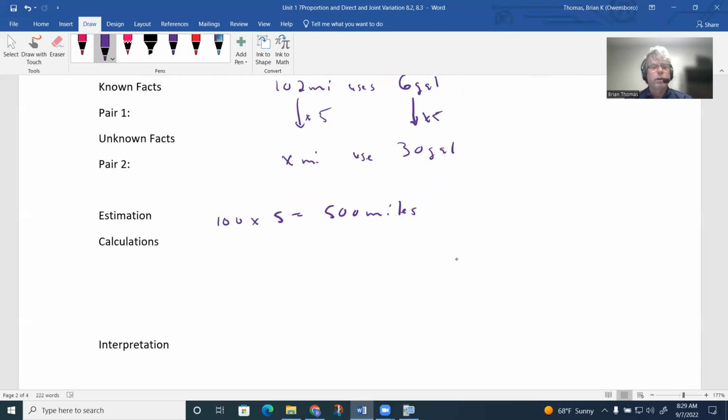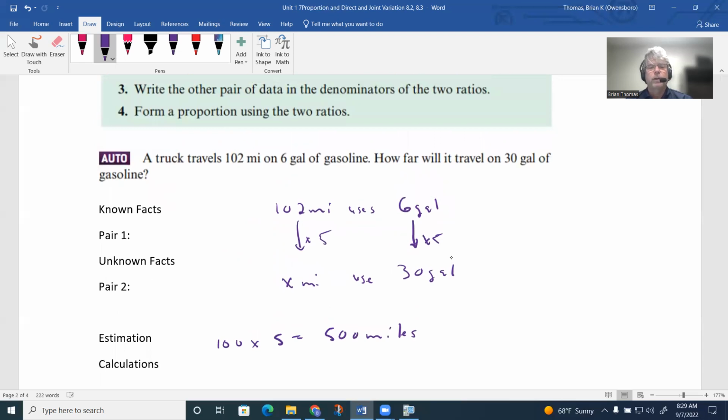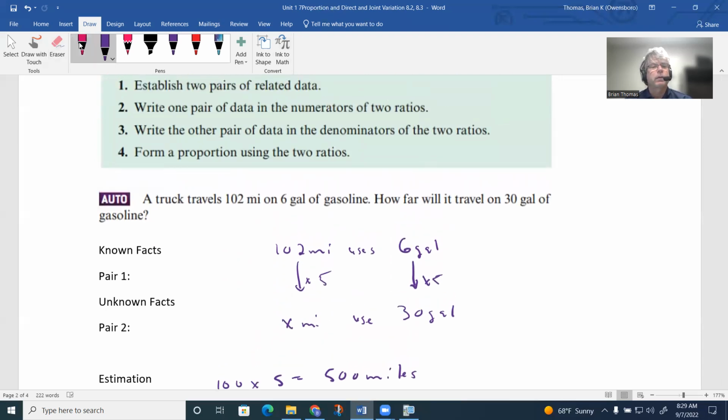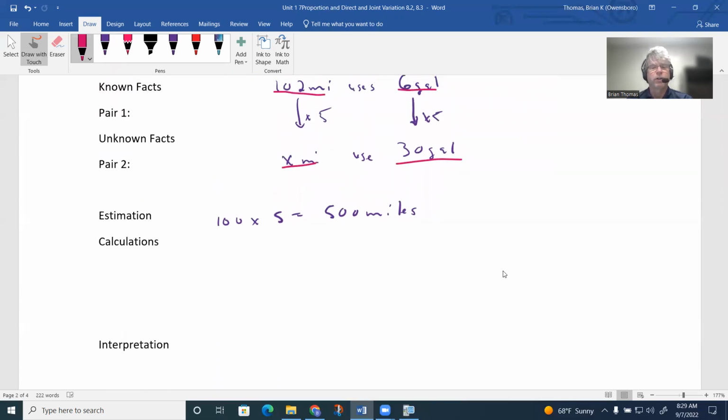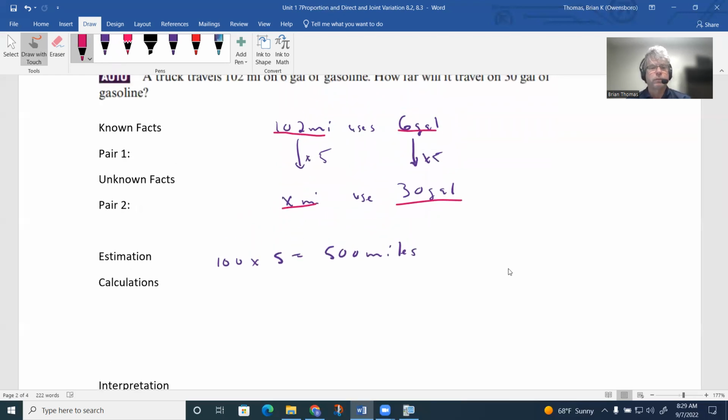As a calculation goes, notice I have this 102 miles uses 6 gallons. This is going to be the numerators of my ratio, and the x miles to the 30 gallons is going to be the denominators of the ratio. So if I use my calculations, I'm going to have 102 miles to 6 gallons. So I have those equal. And on the bottom, I'm going to have x miles to 30 gallons.